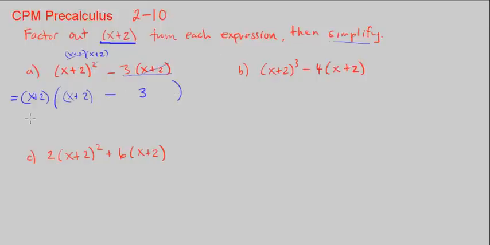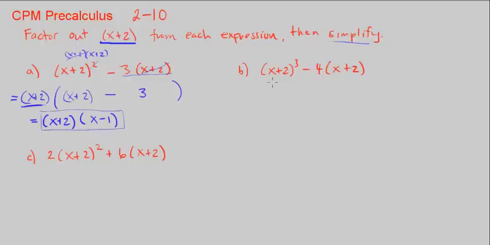So let's simplify this. We have x plus 2 right here, and on the inside we can now combine terms. What's 2 minus 3? Minus 1, right? 2 minus 3 is negative 1, so this is part A.